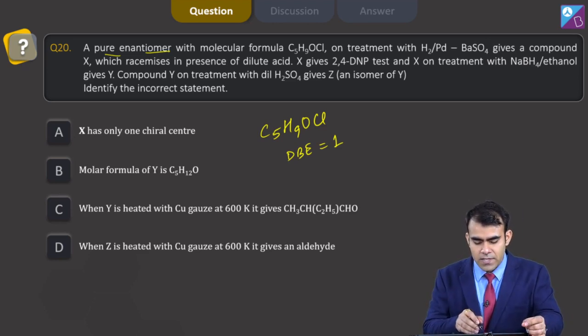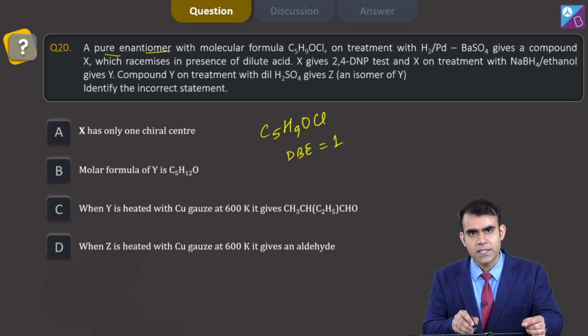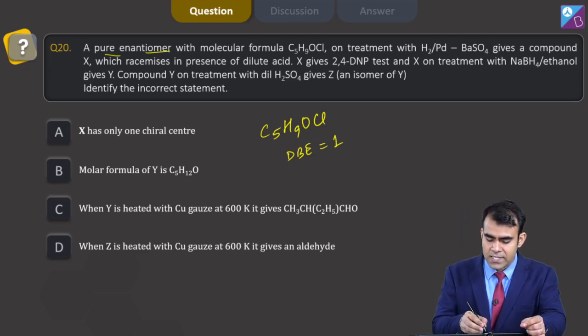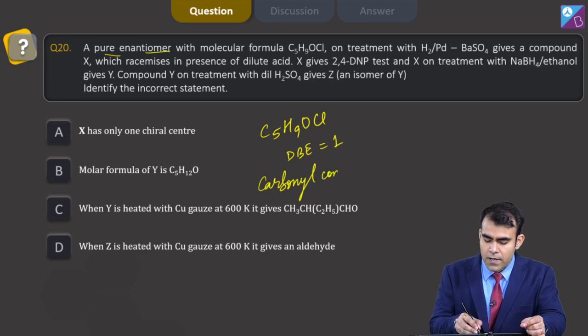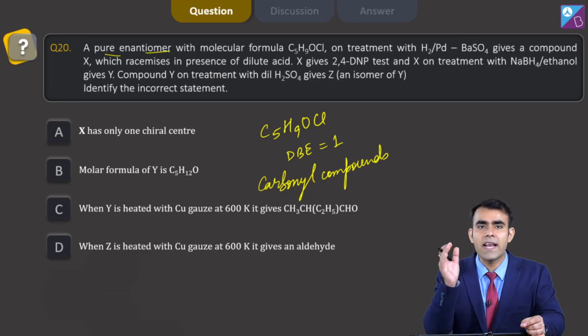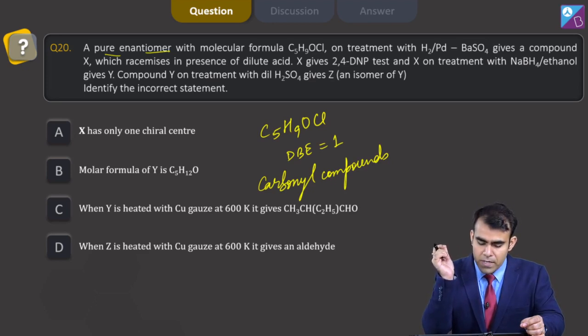Now the question says X gives 2,4-DNP test. So yes, 2,4-DNP test is for carbonyl compounds. It means I have either an aldehydic group or a ketonic group in my compound.